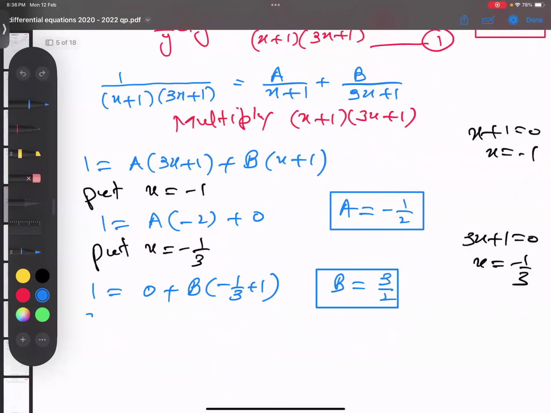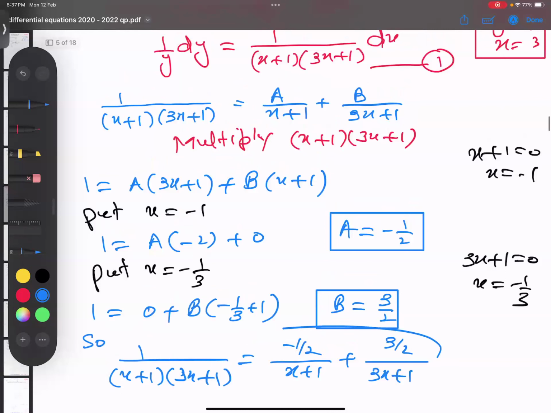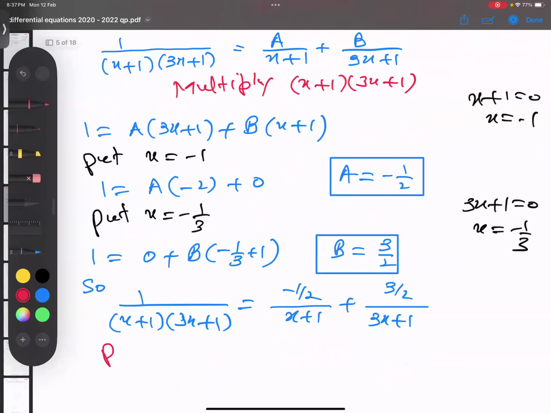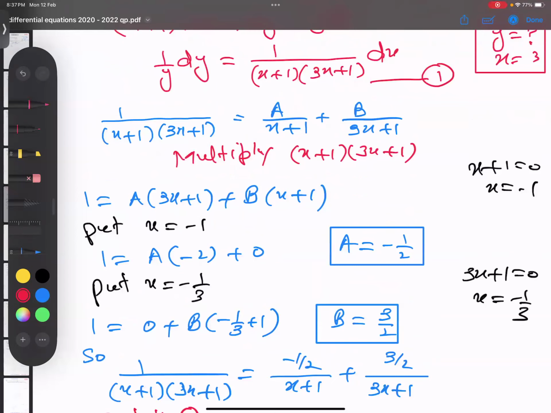So what I get finally is 1 over x plus 1 and 3x plus 1. And this value will go up in the place of a, and I'll get finally negative 1 over 2. And this goes in the place of b, and I get 3x plus 1 and 3 by 2. And I'm writing here, put in 1. So when I put in 1, students, what happens then is a very clear approach.